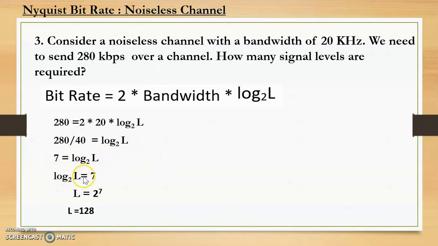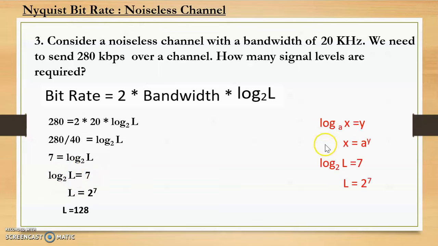Now over here I have just interchanged this. So we need to find the value of L. So if we use this logarithmic rule, that is if log x to the base a equal to y, then x will be a raised to y. Similarly over here we have log L to the base 2 equal to 7. So L value will be 2 raised to 7. So L will be 2 raised to 7, that is 128. So the number of levels is 128.